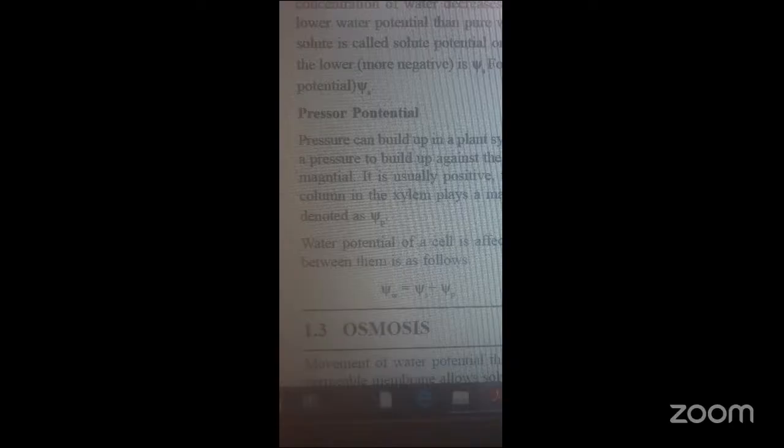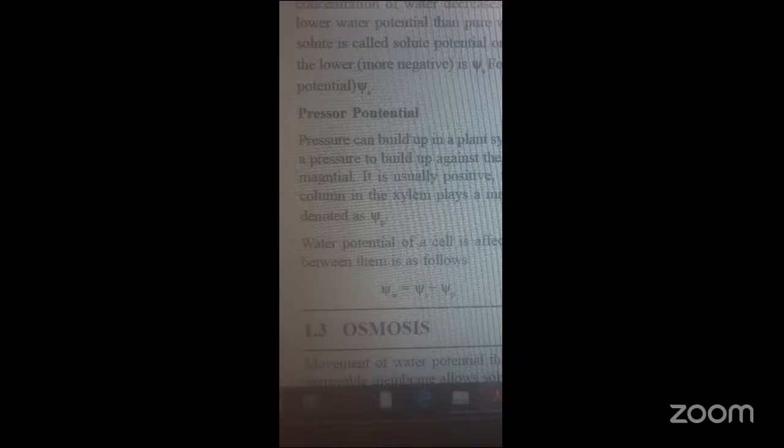So next coming to what is osmosis. Here the movement of water through a semi-permeable membrane is called osmosis. A semi-permeable membrane allows the solvent but not the solutes. That process is called osmosis.